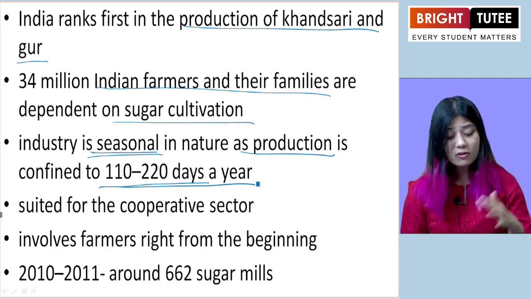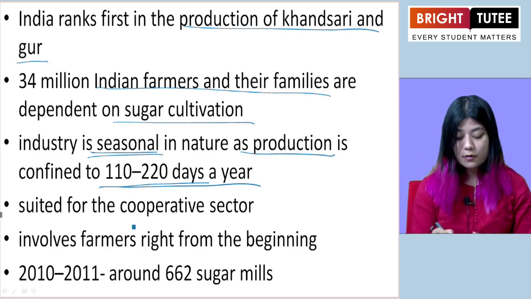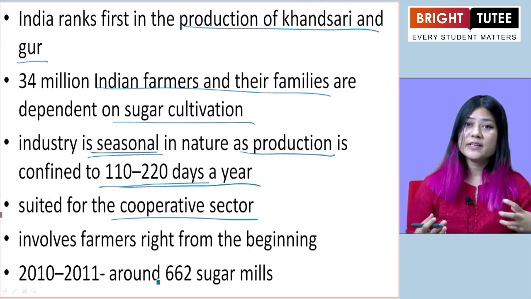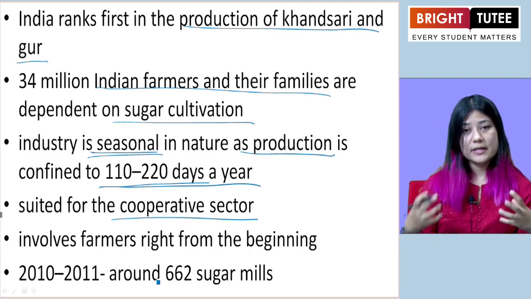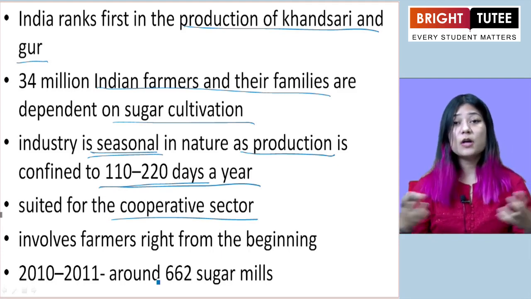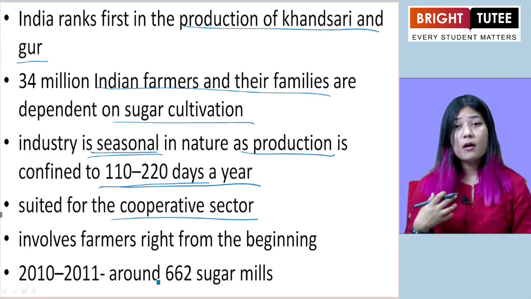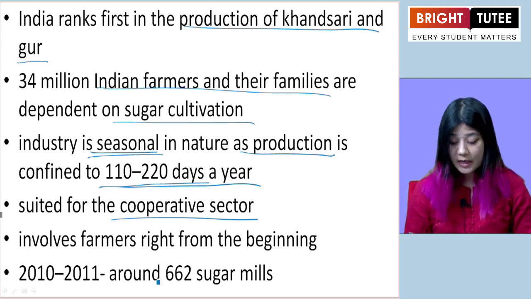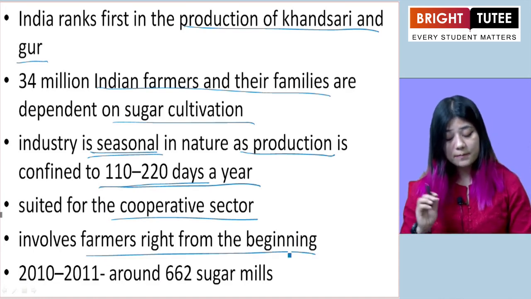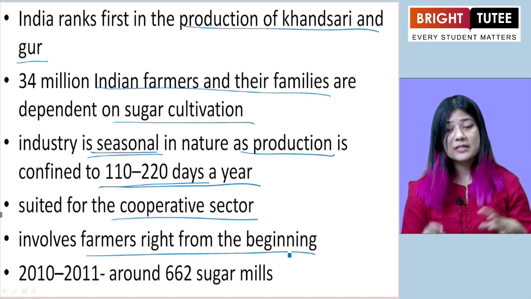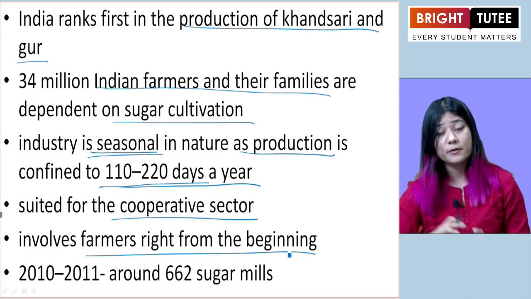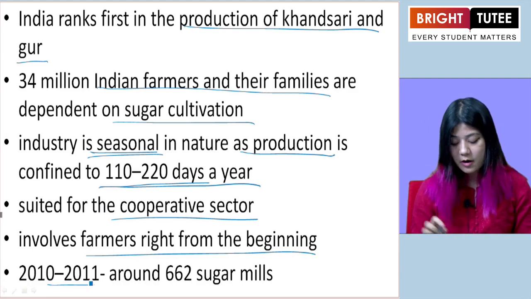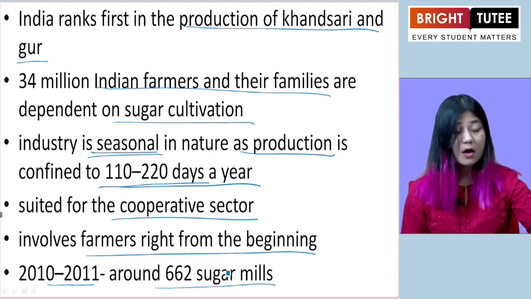Because of this reason, it is suited for the cooperative sector. In the cooperative sector, the people who cultivate the raw materials, the people who own the industries, and the government and other people all come together and work towards the manufacture of goods. So the sugar industry is a cooperative sector. It involves farmers right from the beginning, from the very beginning towards the end of the process of sugar production. Between the years 2010 and 11, there were around 662 sugar mills in our country.